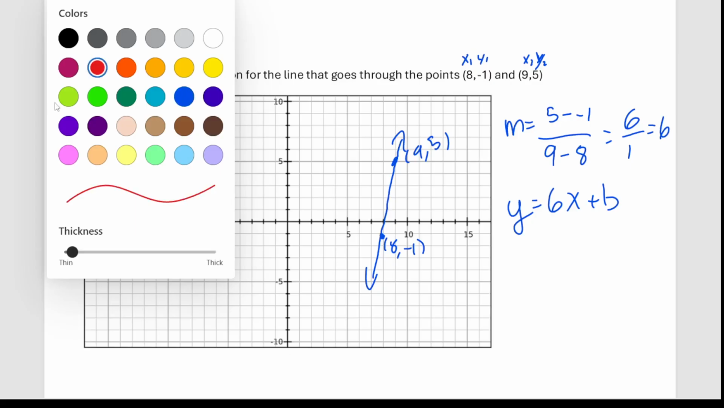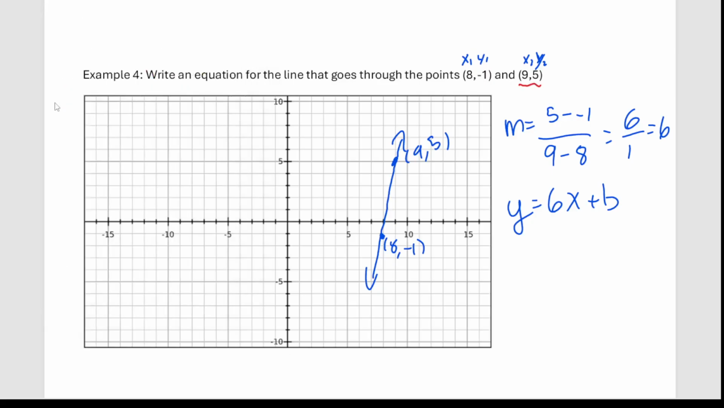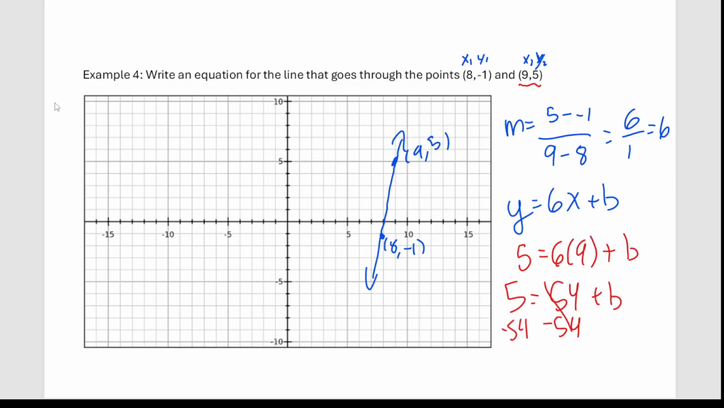Now we have to pick a point to plug in. I'm just going to pick the second one because I like to plug in positives when I can. So then we have 5 is equal to 6 times 9 plus b. 6 times 9 is going to get us 54. Drop that down. Then we have to subtract 54 from both sides. 5 minus 54 is going to get us -49. So then I can rewrite my final equation as y is equal to 6x minus 49.